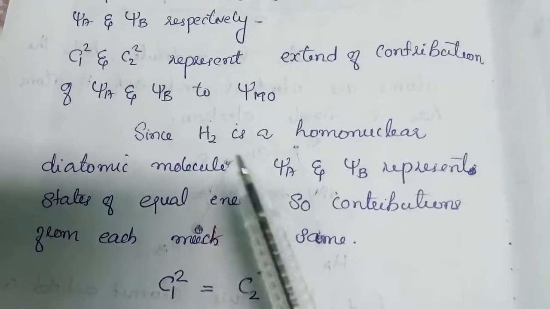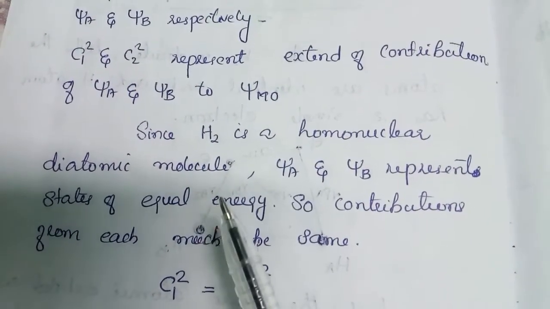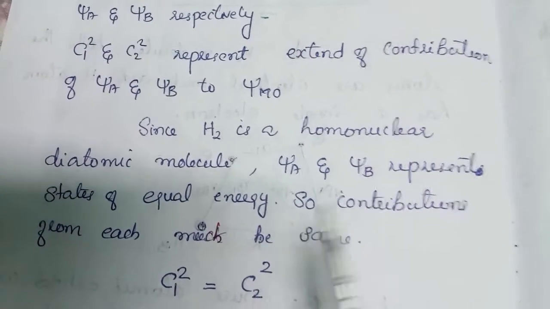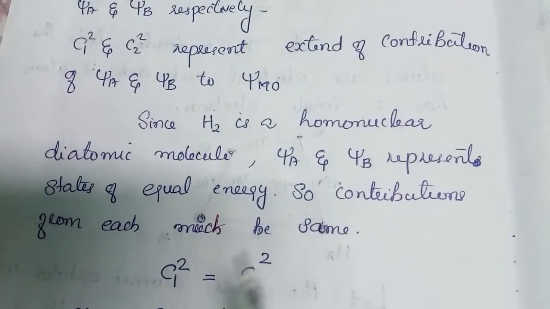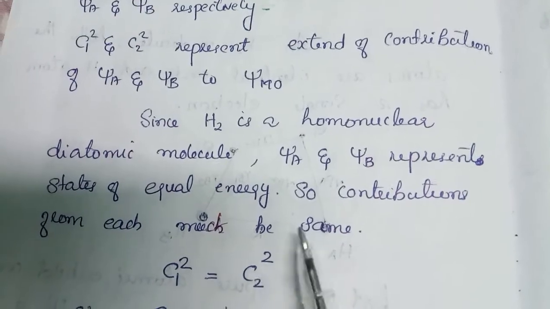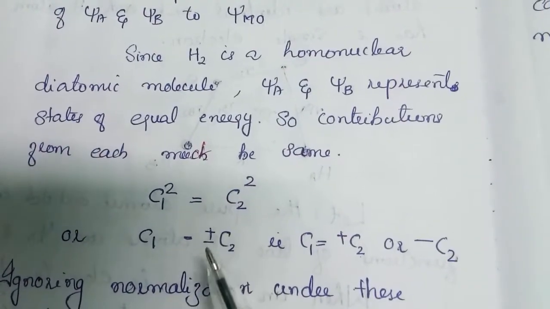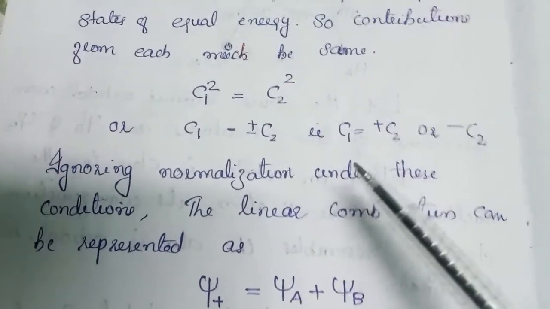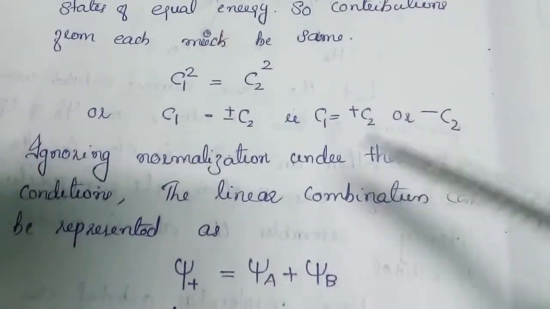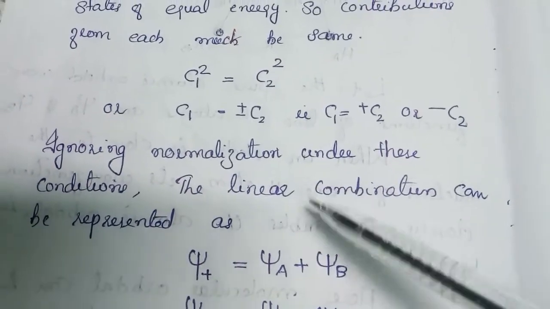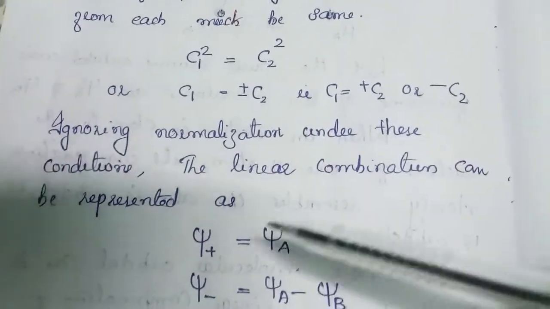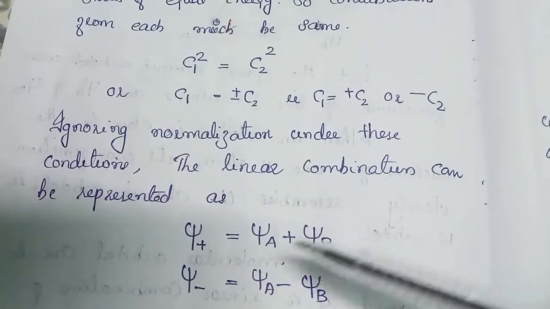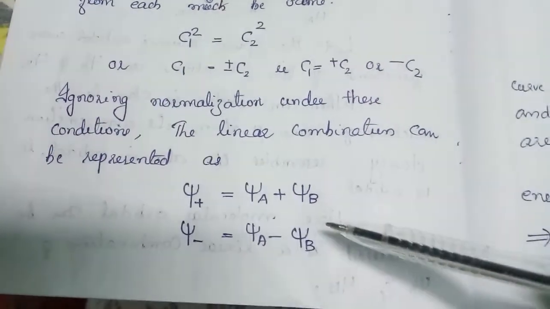And we know hydrogen is a homonuclear diatomic molecule, that means psi A and psi B represent states of equal energy. Therefore, their contribution must be the same, that is C1 square is equal to C2 square. So C1 can be plus or minus C2. In this case, we are ignoring the normalization procedure, so we can directly write the psi MO, that is a linear combination. So here there are two possibilities. So we have two molecular orbitals, psi plus which is equal to psi A plus psi B, psi minus which is equal to psi A minus psi B.